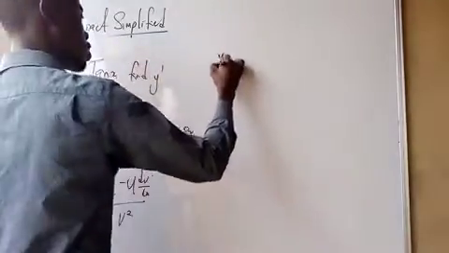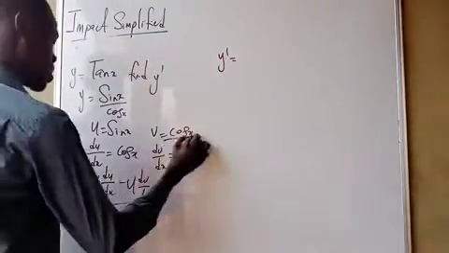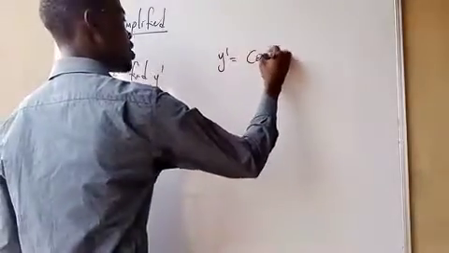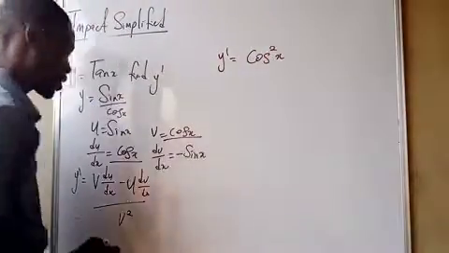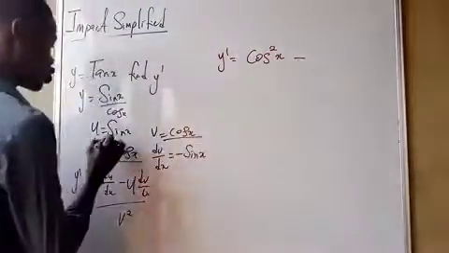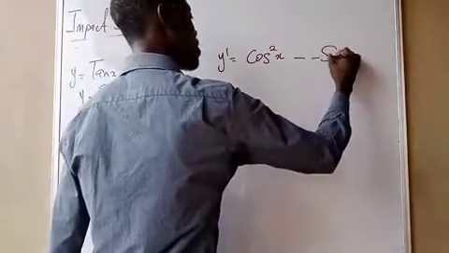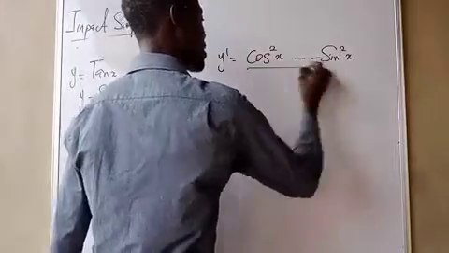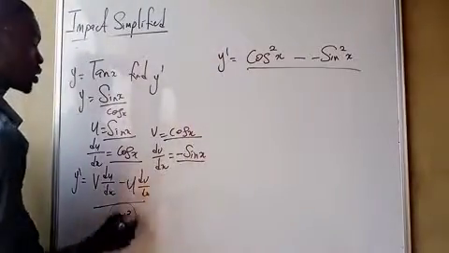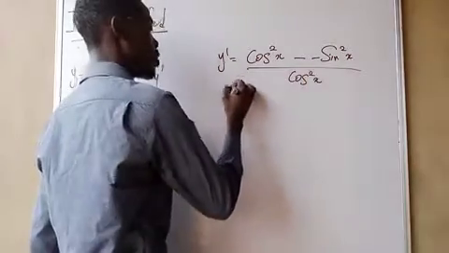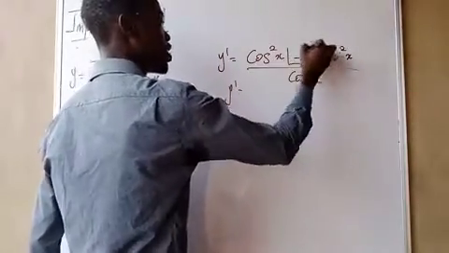Y prime is equal to v times du dx, so multiplying together gives cos squared x, minus u times dv dx, which multiplied together gives minus sine squared x, divided by v squared. Your v squared is cos squared x. And what do we have here? This and this will give us plus.